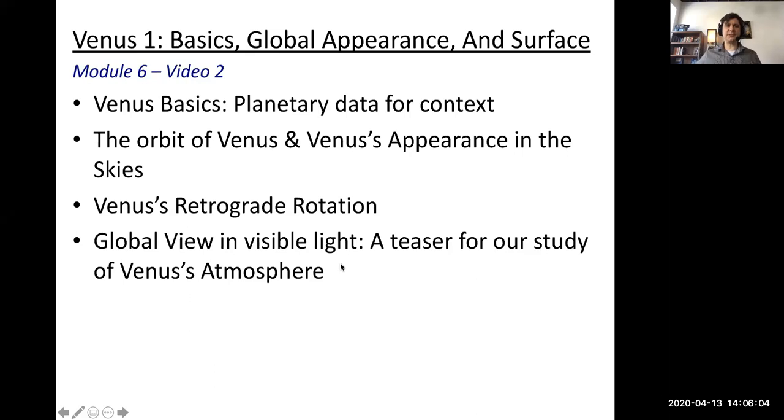So what do we have in store for this video? We're going to go over the basics of Venus. We're going to look at the planetary data for Venus, put it in context a little bit, and talk a little bit about how that's going to set the stage for all of Venus. Then we're going to look at the orbit of Venus and take a look at what Venus looks like in Earth's skies. It's the brightest planet in the skies. In fact, it's the third brightest object in the skies. Then we have to look at some of the oddities of Venus, the fact that Venus rotates backwards, and then we're going to take a nice global view of what Venus looks like as a teaser for our study of Venus's atmosphere.